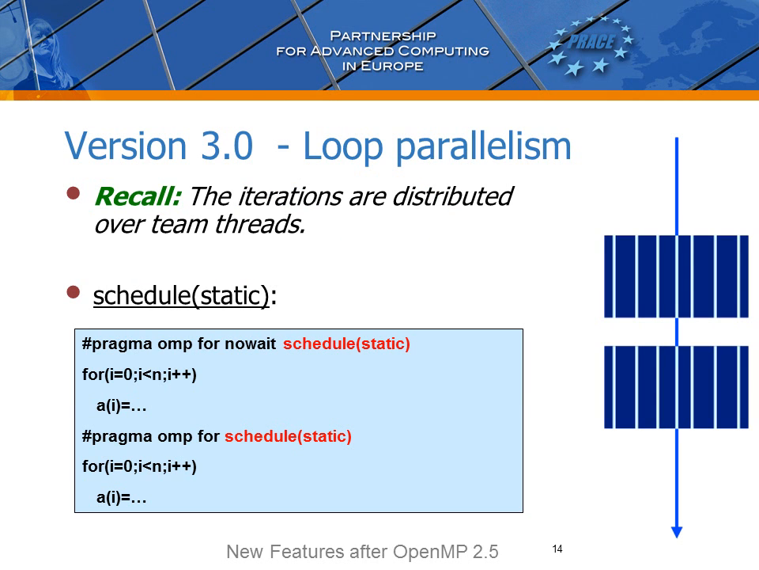Recall that loop-level parallelism provides loop iterations to be distributed over the threads. There are improvements to loop-level parallelism in version 3.0, as well as new clauses and environment variables. When static scheduling is specified, iterations are first divided into chunks of specified chunk size, and then chunks are assigned to threads in the team in a round-robin fashion in the order of the thread number.